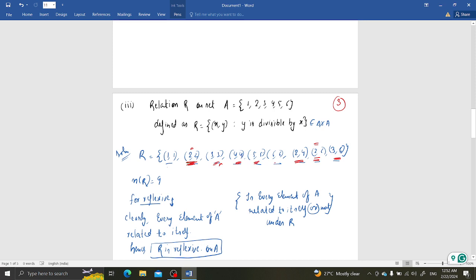5 comma 5 is there. Is there any element start with 5? No. No elements there. Okay. Satisfied. Property is already satisfied. For 6 comma 6, same thing.